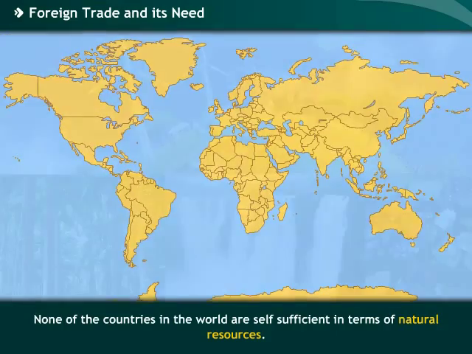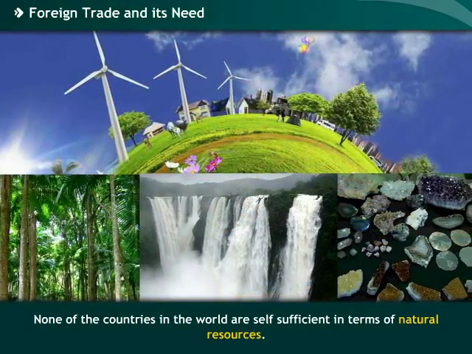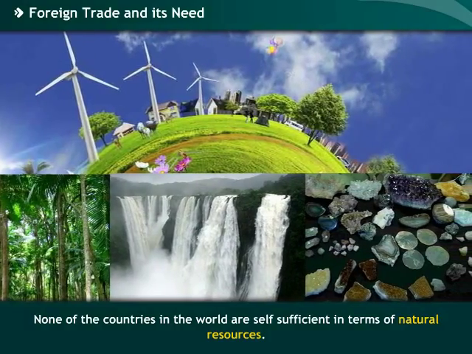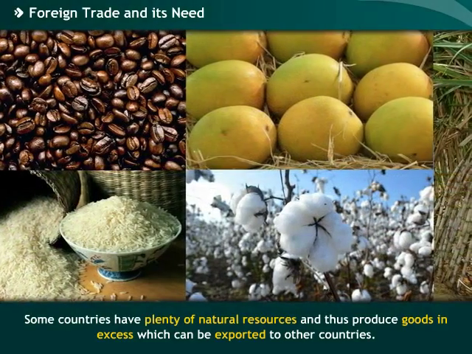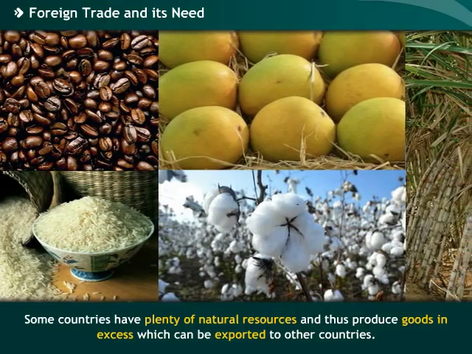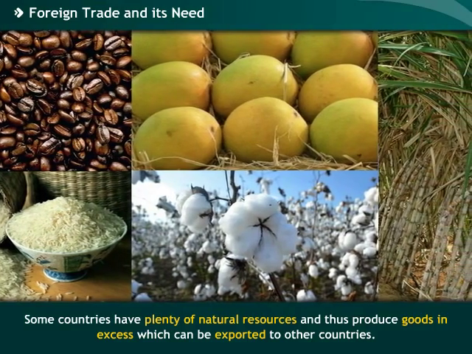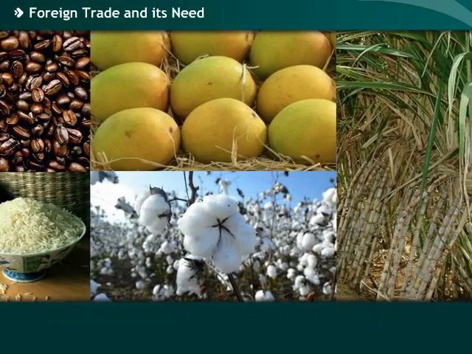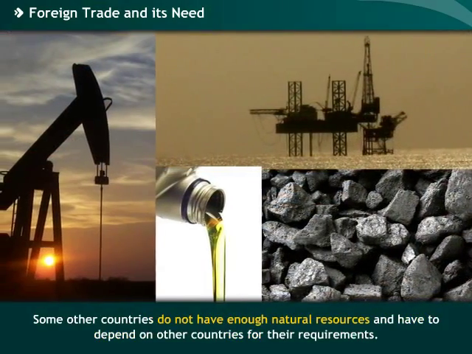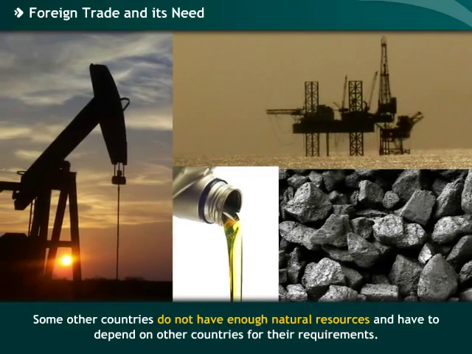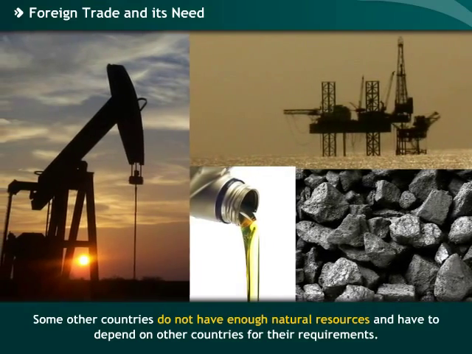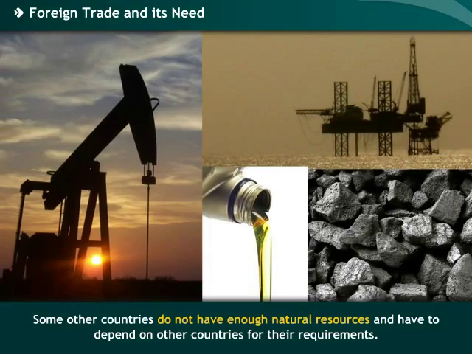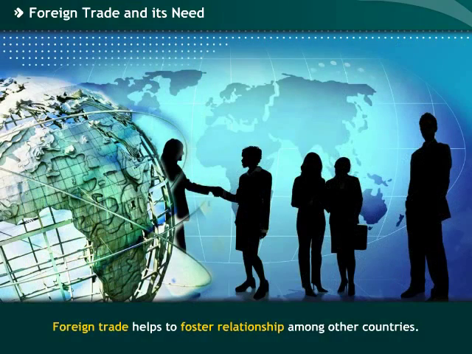None of the countries in the world are self-sufficient in terms of natural resources. Some countries have plenty of natural resources and thus produce goods in excess, which can be exported to other countries. Some other countries do not have enough natural resources and have to depend on other countries for their requirements. Foreign trade helps to foster relationships among other countries.